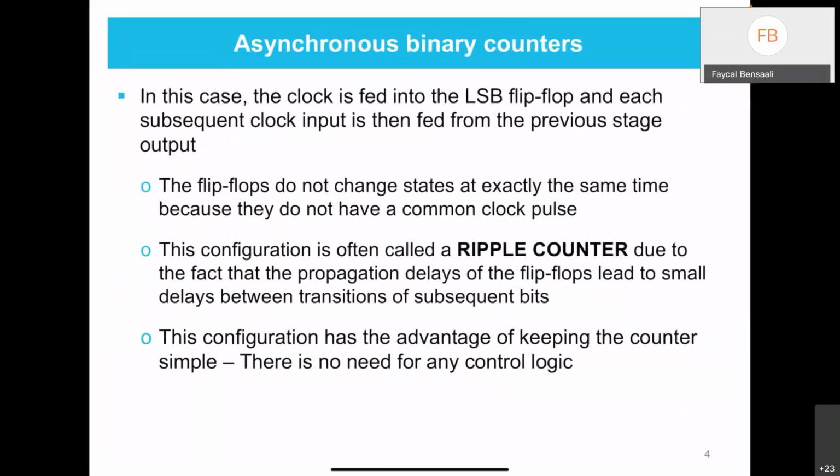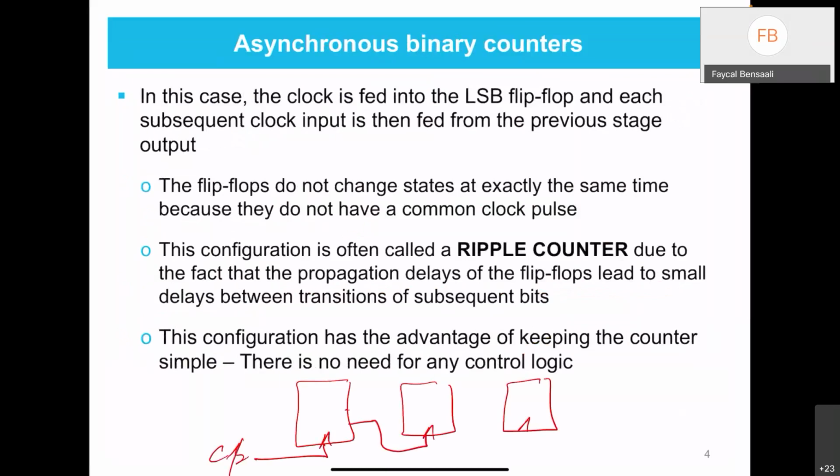Right, we will start with the asynchronous binary counter. For an asynchronous binary counter, if I have 3 flip-flops, these are the clocks. We will have the main clock here, we start with it, and then the next flip-flops are not clocked with the same clock. We take it from the previous one. So in this case, we say it is asynchronous.